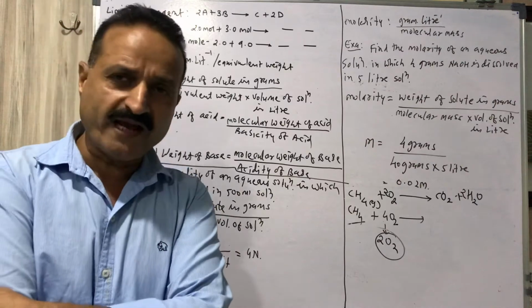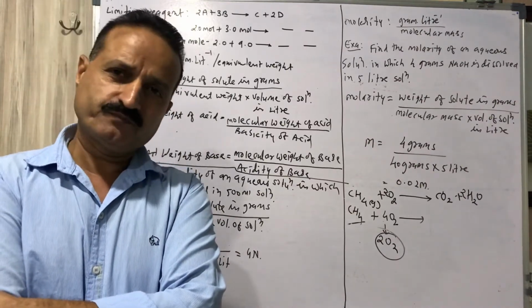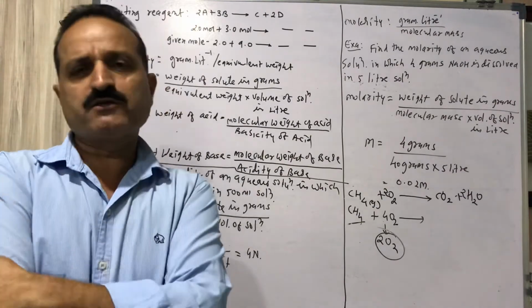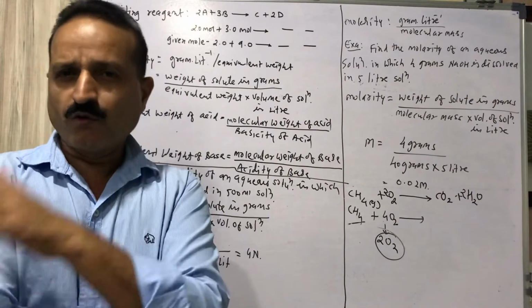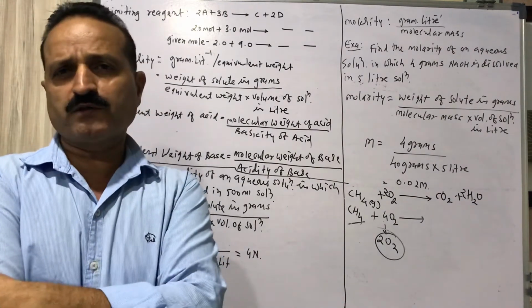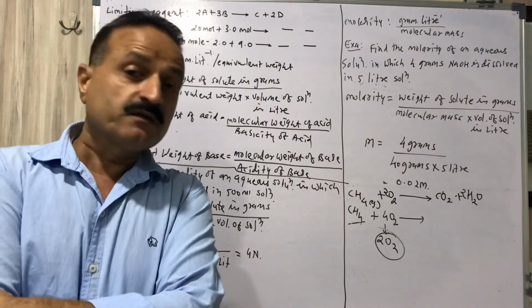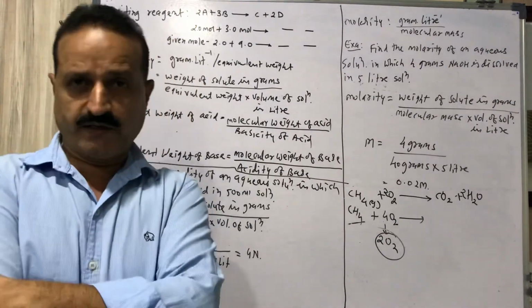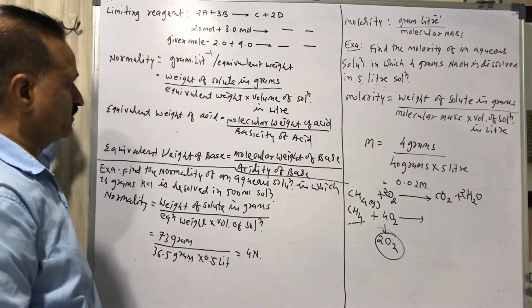Or mole fraction or percentage by weight. One of them is normality, which is not given in your textbook. Normality is very important, so I am explaining it. Then the question is, what is normality? I have written one equation.